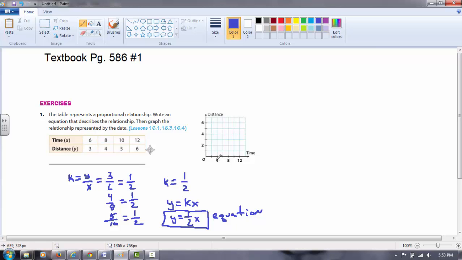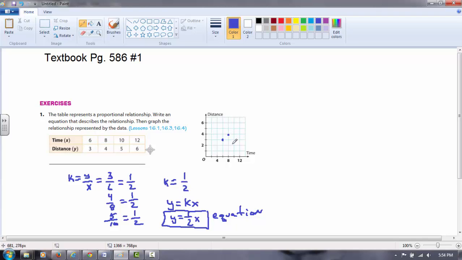So I'm going to start with the time. It says 6, so we're going to go over to 6, which is here, and then with the distance, it looks like it's going to go up to 3. Okay, so go right to here. I'm going to plot a point right there. Our next one's going to be 8, 4, so we go 8, and then we're going to go up to 4.